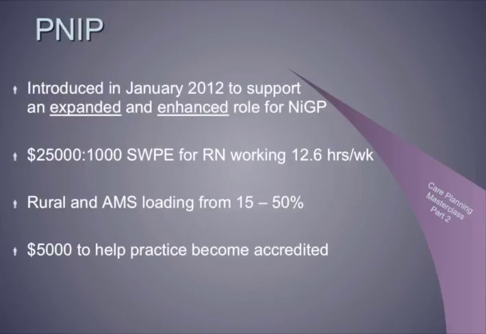I think it's also important to note, particularly for us from the rural areas, that there are rural and ATSI loadings as well, between 15 and 50% on top. And important for those practices that are looking to develop and employ nurses, there is a one-off payment of $5,000 as well to help assist in getting your practice accredited so that you can be a part of the PNIP.